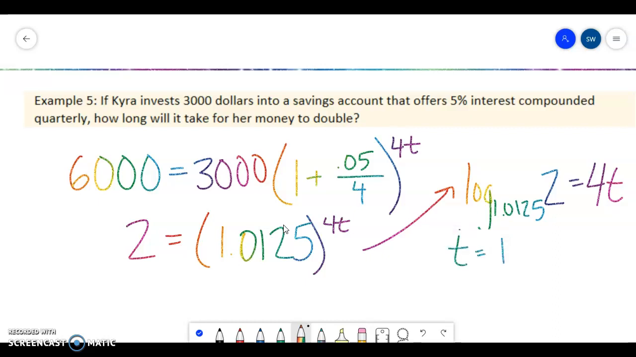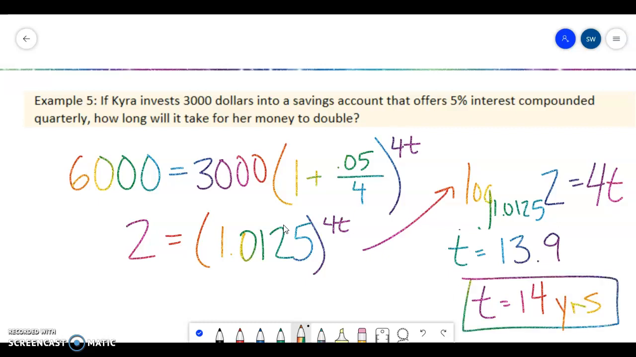When you do that, you get t equals 13.9. But not necessarily, obviously. It's not going to compound at 13.9 years. It's going to compound and get there at 14 years. So it takes 14 years for Ms. Kira's money to double.